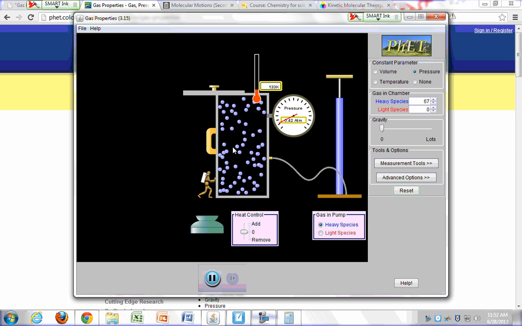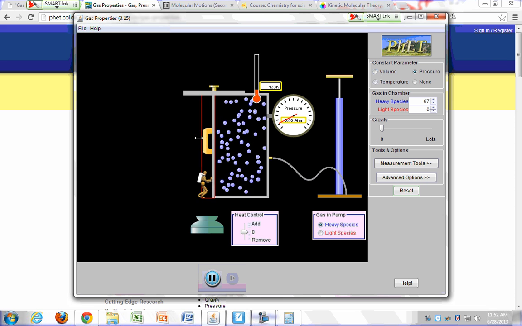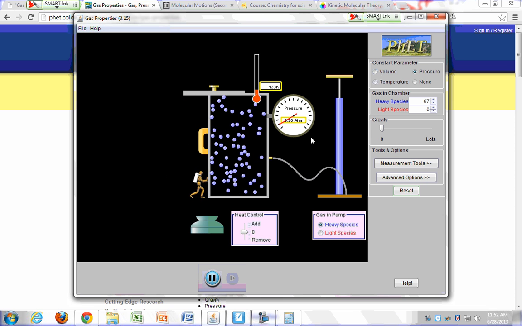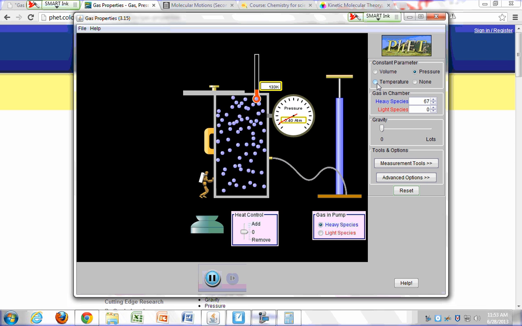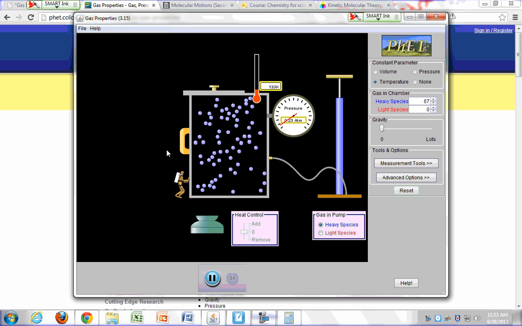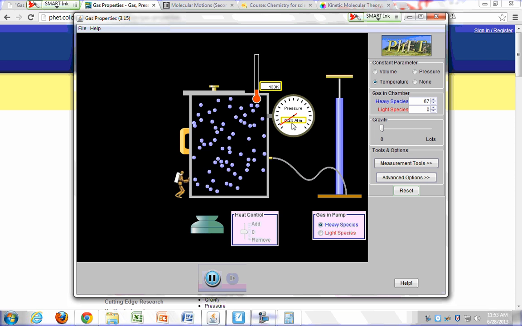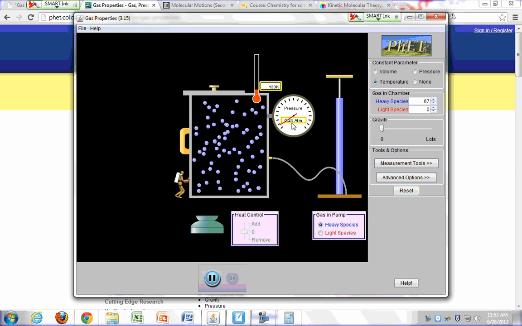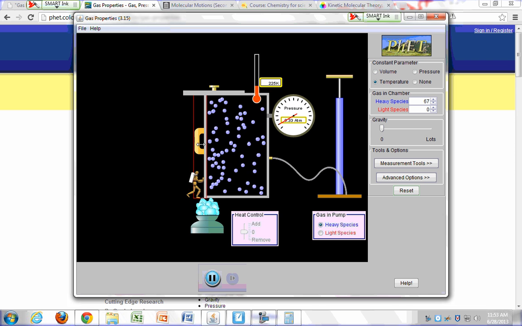Let's see what happens if, let's say, we wanted to maintain, we can move things around. Let's say I want to fix my temperature, and I'm going to see how pressure and volume are affected. So I'm going to change my volume. What happens? Fixed temperature, 133 Kelvin. The pressure is 0.23 atmospheres. If I were to squeeze this, what's going to happen?